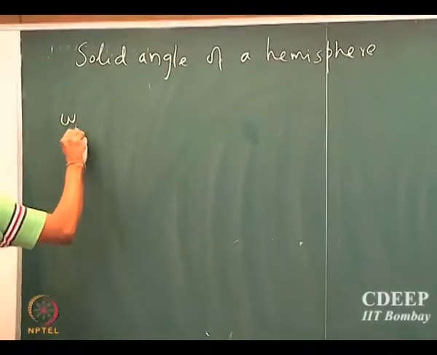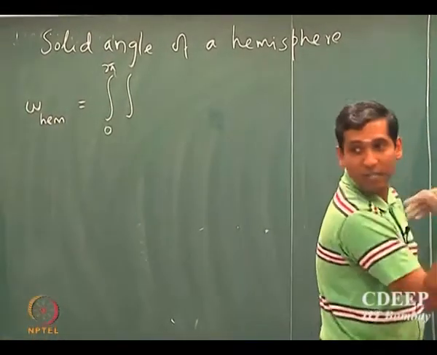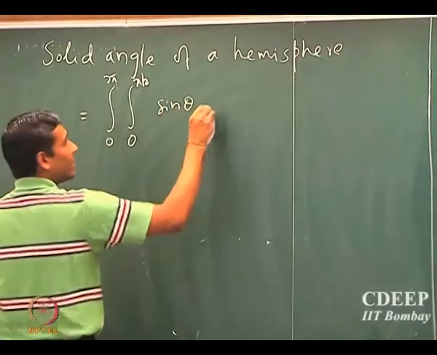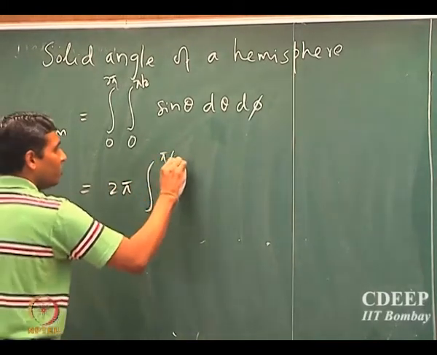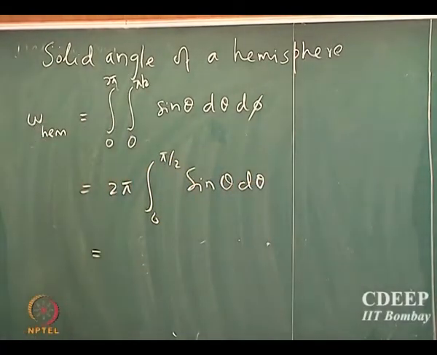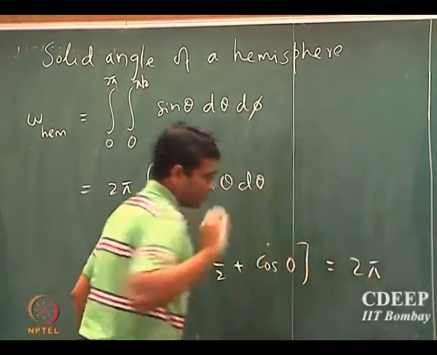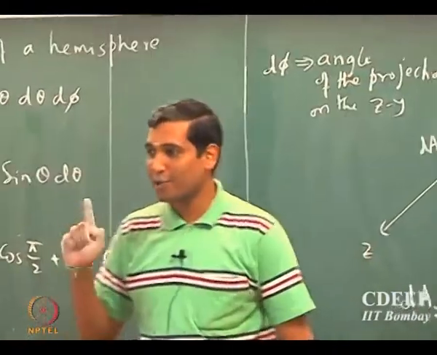So omega of a hemisphere is given by integral 0 to 2 pi on phi. Note that phi goes all the way around. And this will be 0 to pi by 2 sin theta d theta d phi. That's it. What's this integral? Not hard. 2 pi integral 0 to pi by 2 sin theta d theta. What is that? Come on folks. 1. Not that hard. Minus cos pi by 2 plus cos 0, that's equal to 2 pi. So the solid angle subtended by a hemisphere is 2 pi, not 180.